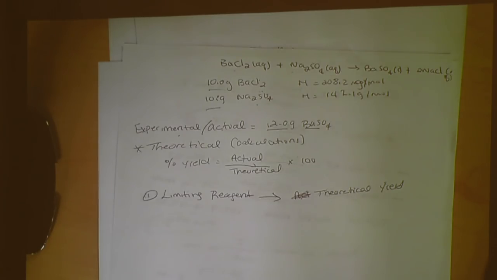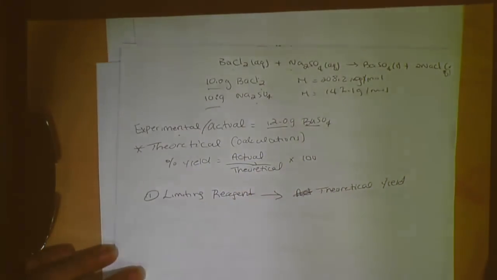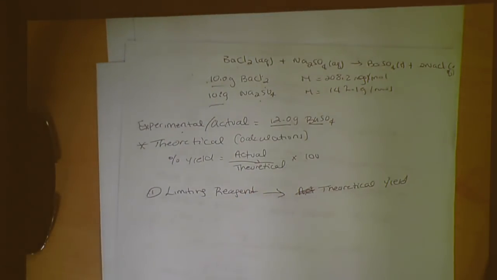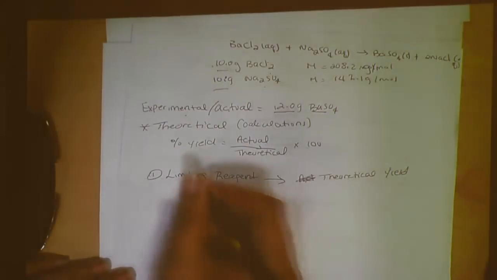It's like baking a cake. You only have 2 cups of flour. That means even if you have 1,000,000 eggs, you can only make a cake that uses 2 cups of flour. So it's the maximum amount you can make based on the ingredients you have. So you have to figure out the limiting reagent first. To do that, you're going to use the mass of both reagents and see which one yields the least, basically.